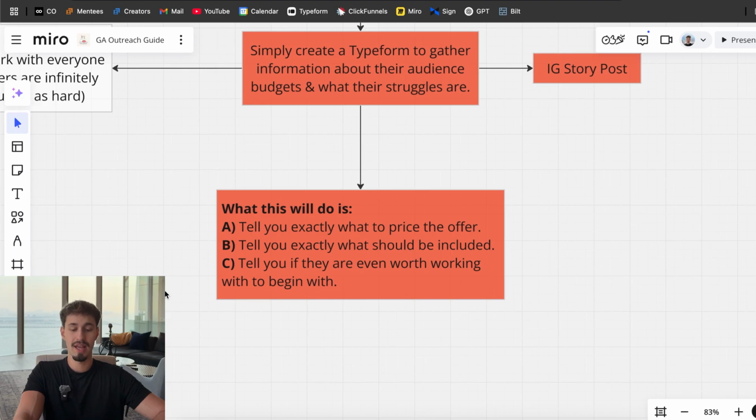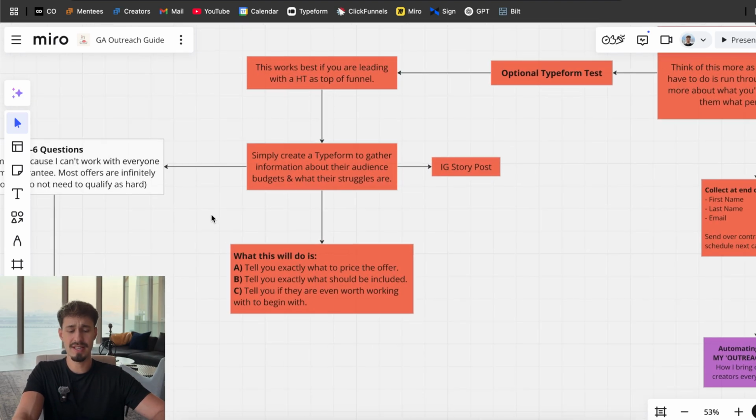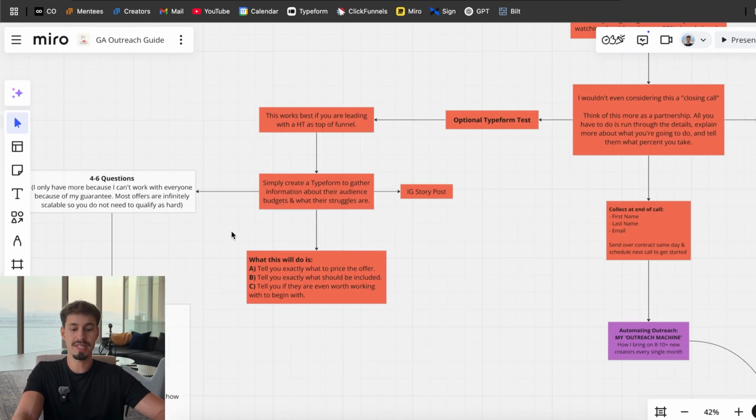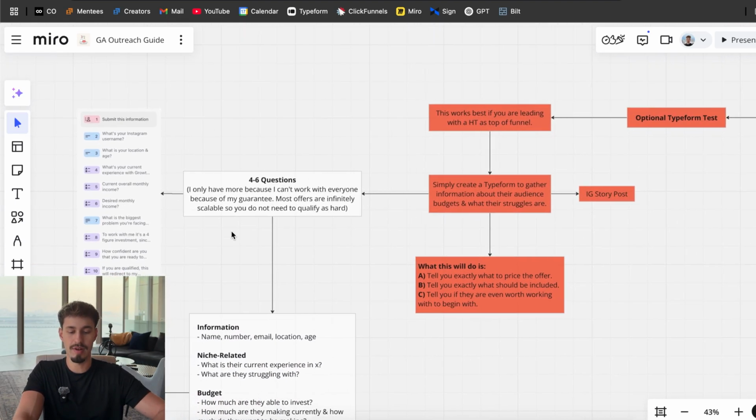What does this do? It tells you A, exactly what's the price to offer, B, it tells you exactly what should be included in the offer, it tells you what people want, and then C, it tells you if that creator is even worth working with to begin with. Because you might have a huge creator and you might not know their entire audience is a bunch of Indians, and then you run the Typeform and they get 5 replies and they all have $0 budgets. You just saved yourself all the time of building a landing page, building everything, and you just saved all of it, okay?